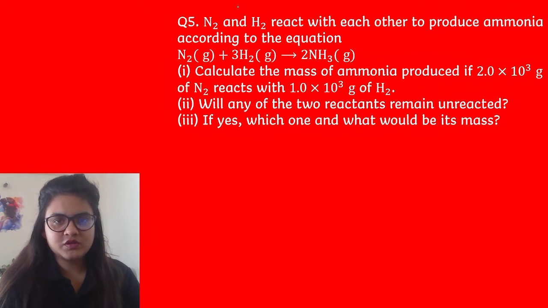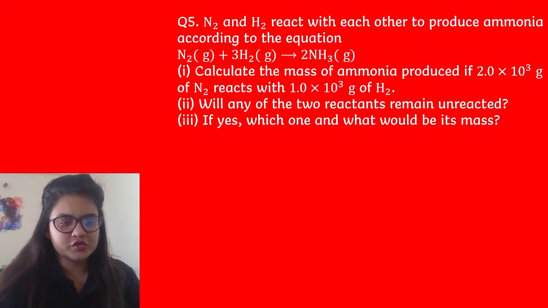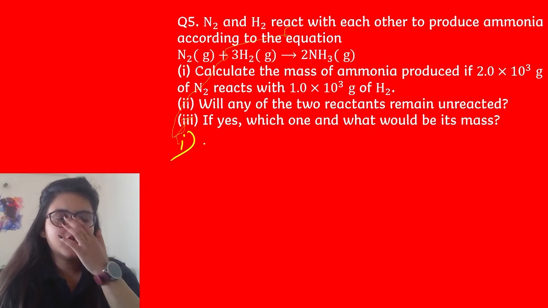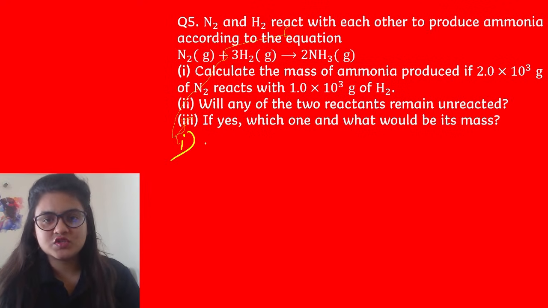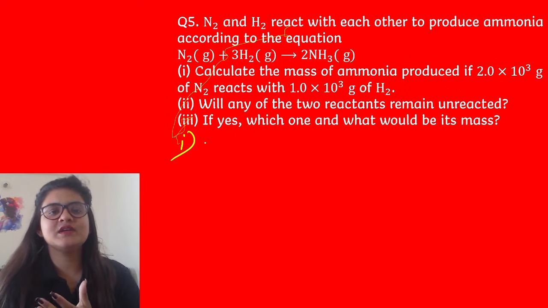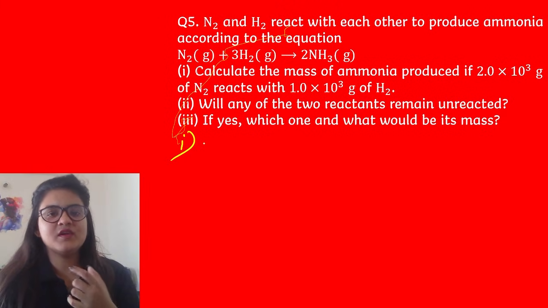First, we will convert everything to number of moles. From the equation we can see that 1 mole of nitrogen reacts with 3 mole of H2 to give 2 mole of ammonia. So 1 mole of nitrogen is 28 gram, 3 mole of hydrogen is 3 into 2, that is 6 gram, and ammonia is 17 gram, so 2 into 17, that is 34 gram of ammonia. This is in general, just by calculating with the stoichiometry.